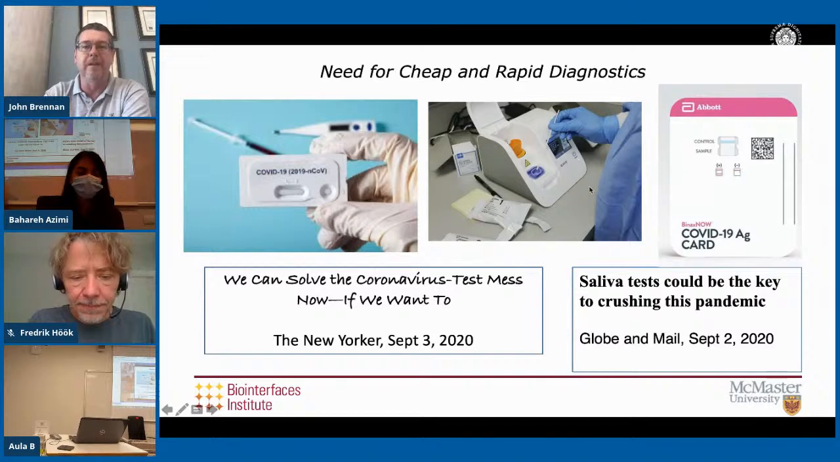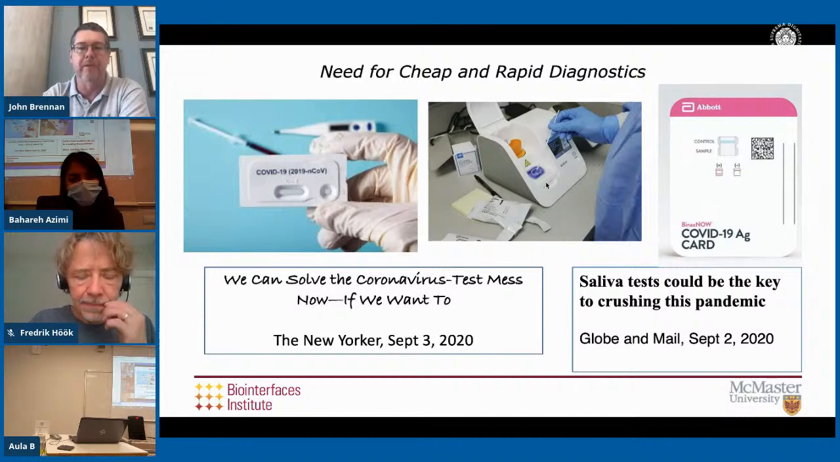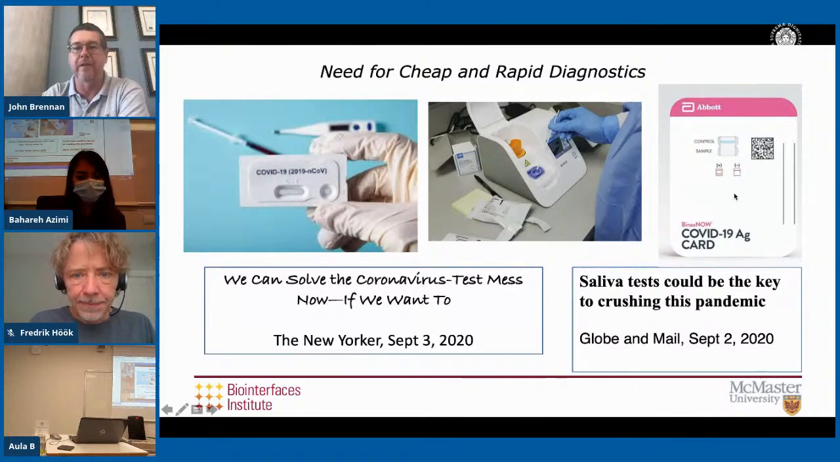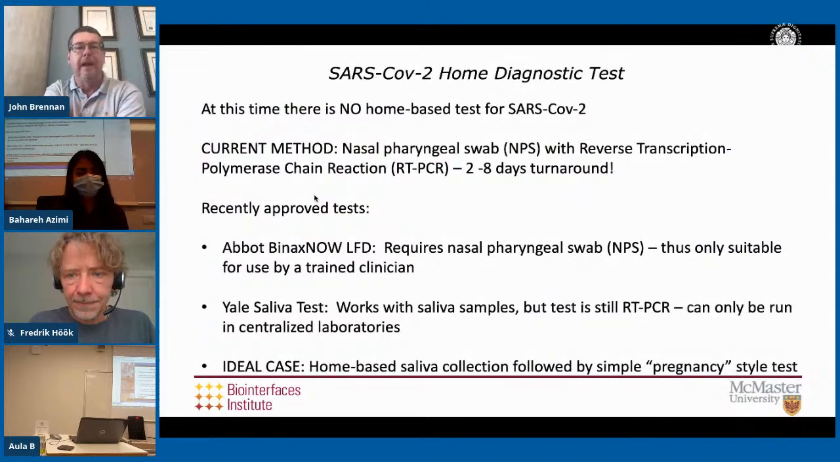On the top here in the middle, you'll actually see Abbott's original assay that came out back in April and was demonstrated at the White House, which was their LAMP-based assay for doing SARS-CoV-2. This week, Abbott announced their new COVID testing card for doing home testing. I'll mention something about that in a few minutes. But the ideal situation is to try to develop something that looks like a pregnancy test that you can use at home using saliva as a sample. So at this point, there actually is no home-based saliva test for SARS-CoV-2.